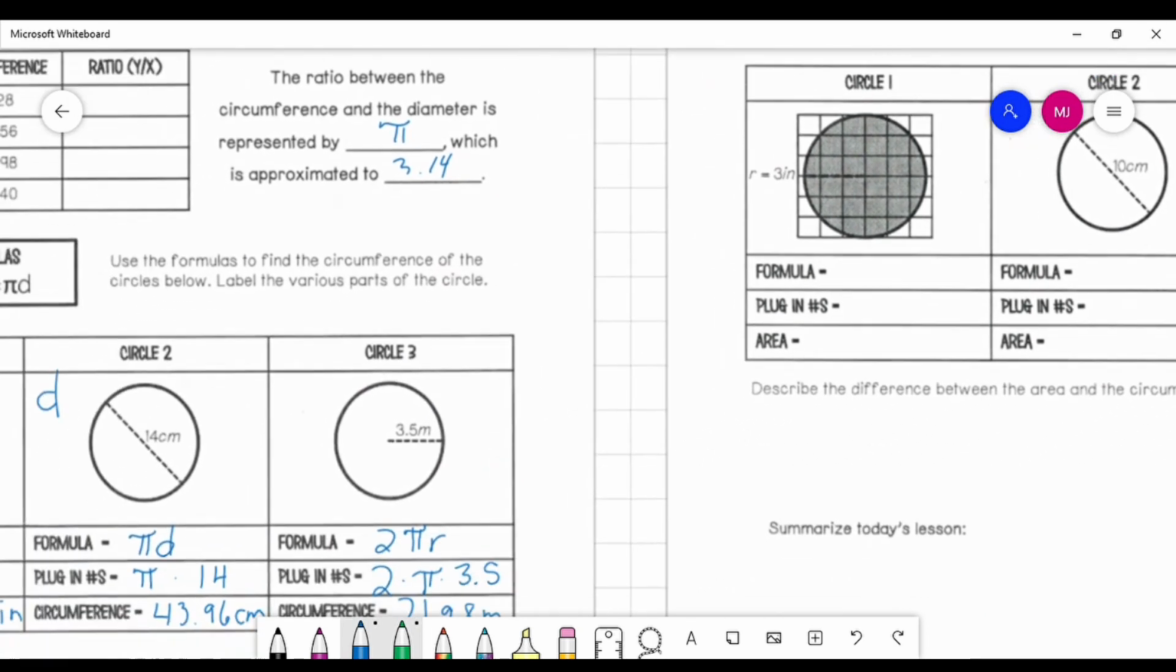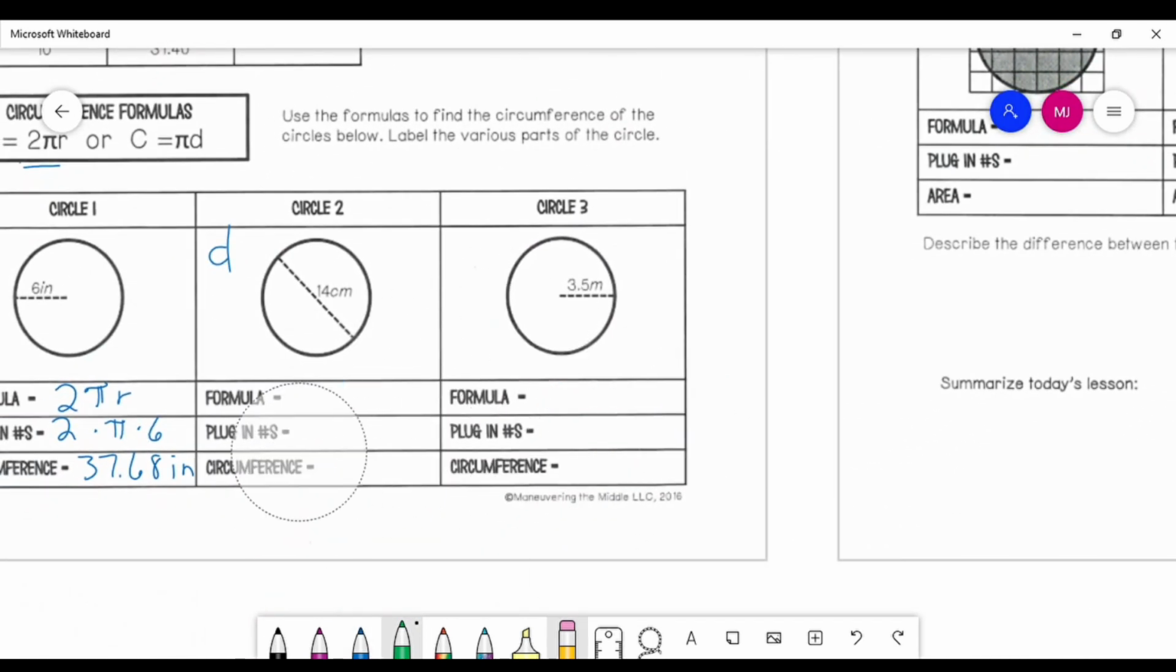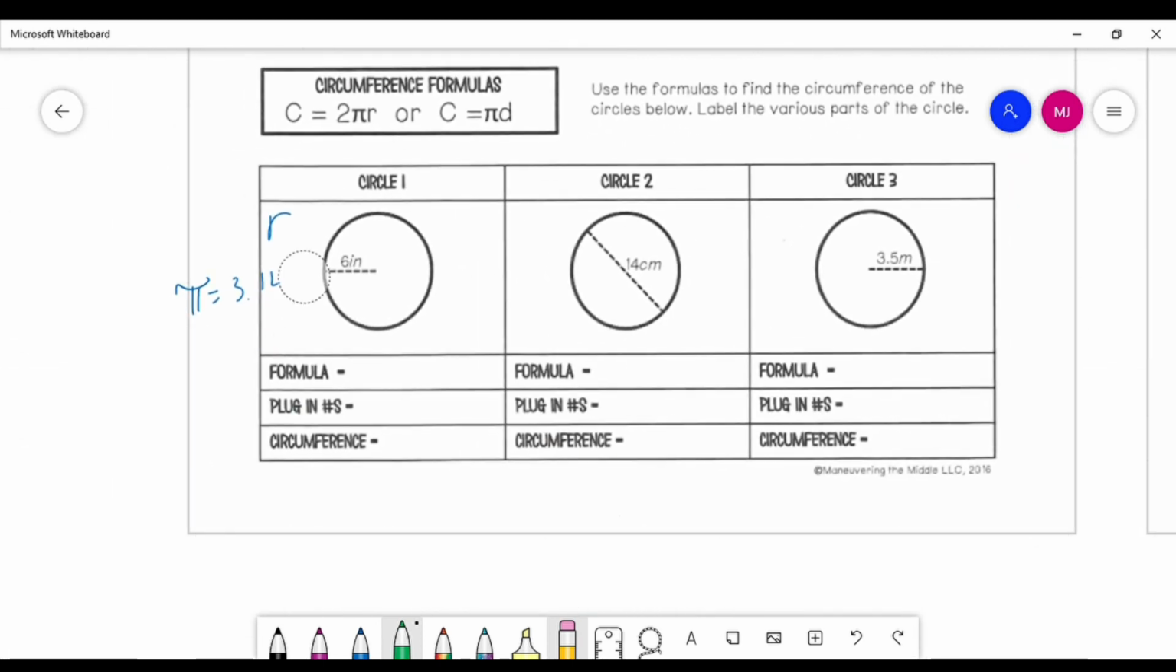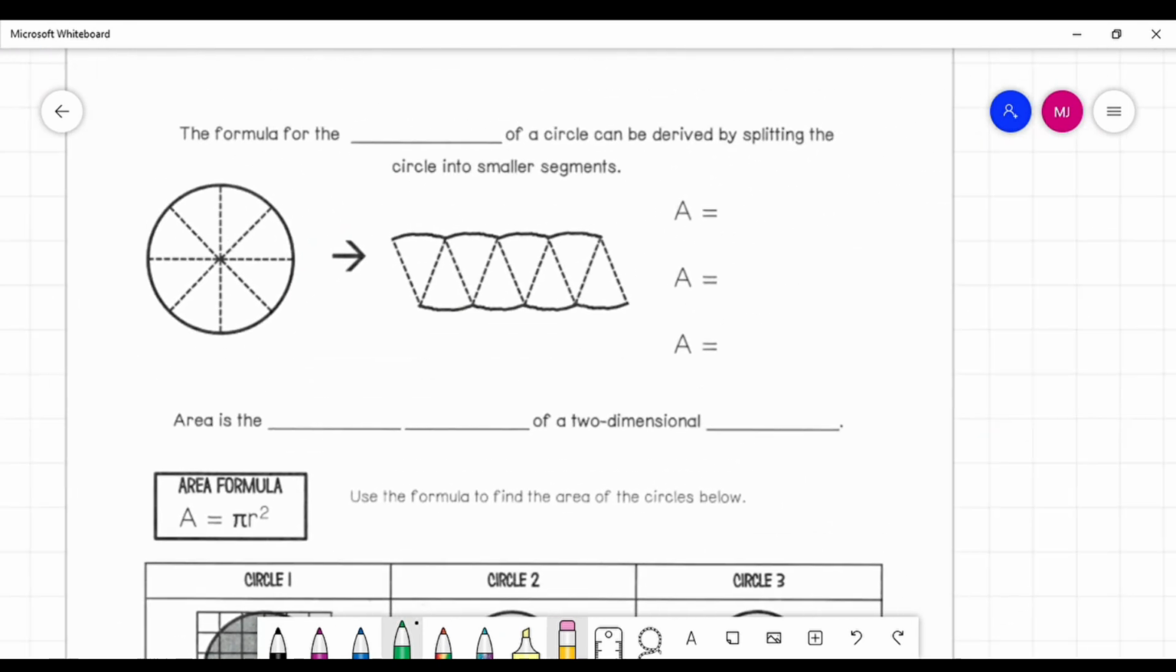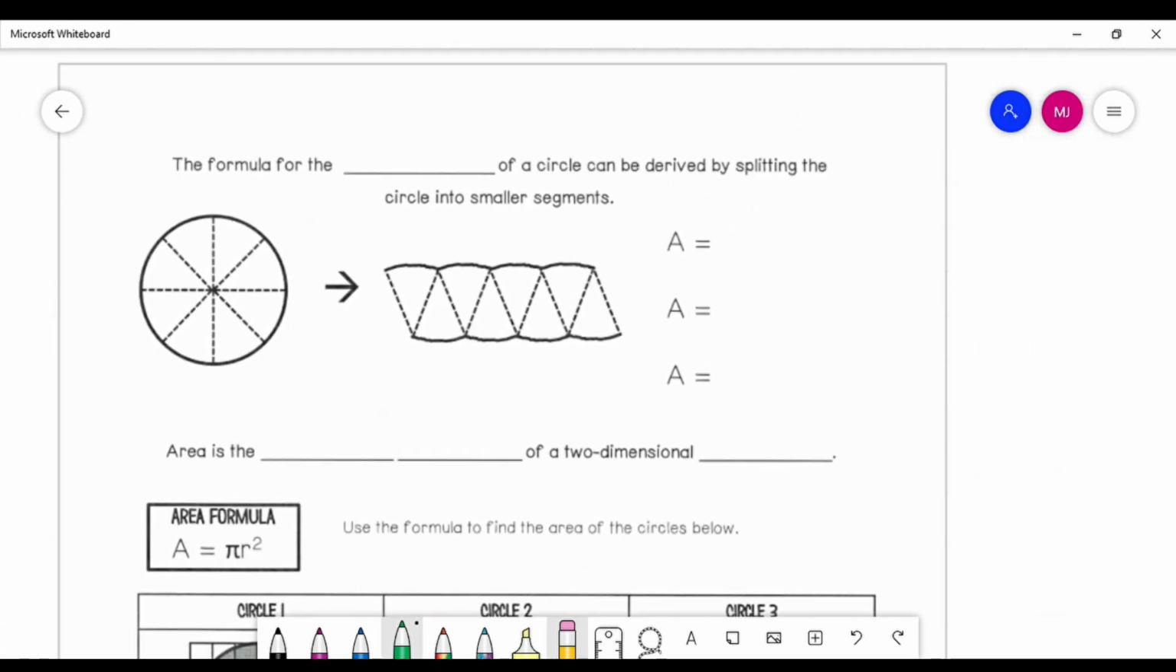Let's go on. So, the formula for the area of a circle can be derived by splitting the circle into smaller segments. So if we were doing Eureka Math, we'd be doing a project right now instead of a lesson. We would be drawing a circle, so I'd have to teach you how to use a compass. We'd draw an appropriate circle, we would cut it like this, and we would see how we get the formula for the area of a circle.